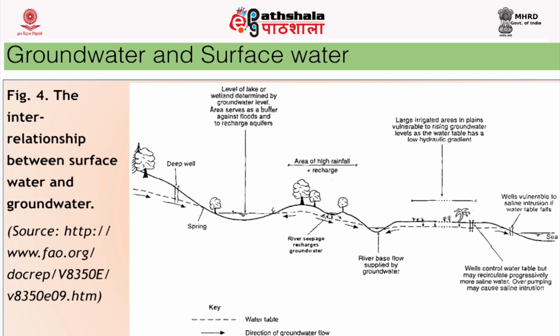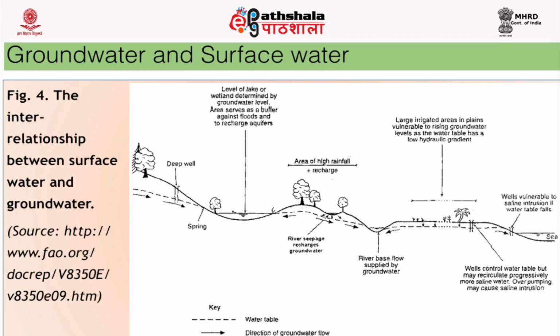So in this diagram you can also see there are different river seepages through which this groundwater will get recharged. So this will be two-way. Either the water from the water table will discharge to the river, or from the river this groundwater will get recharged during dry or different seasons.